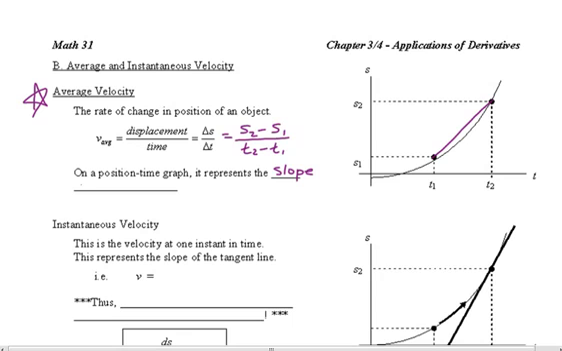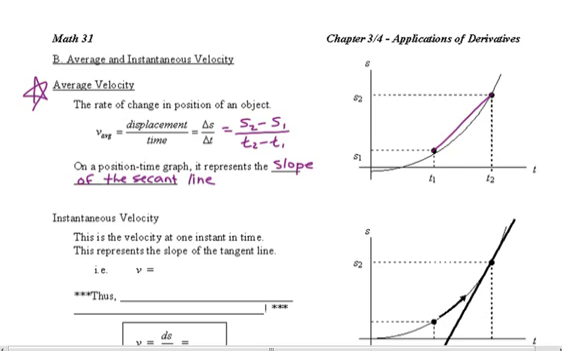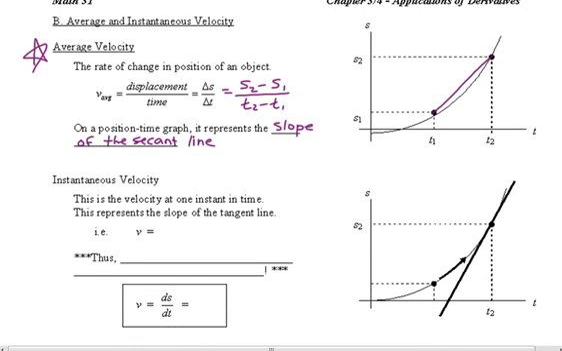So the slope of the secant line connecting the 2 points. We rarely will look, basically never, will use average velocity. More importantly is instantaneous velocity.